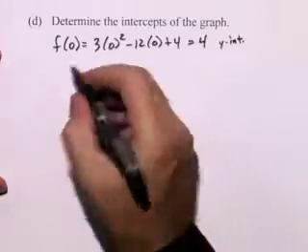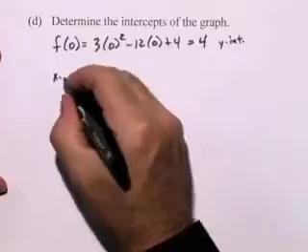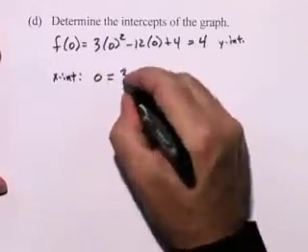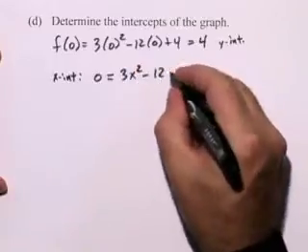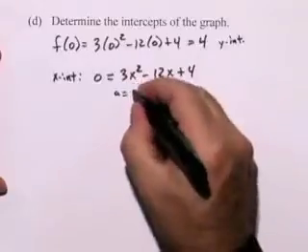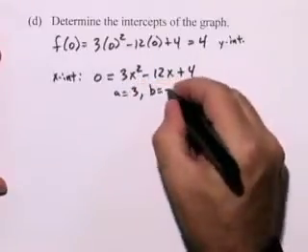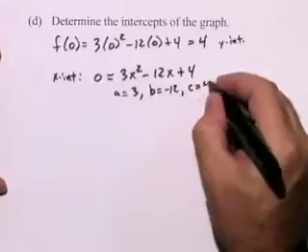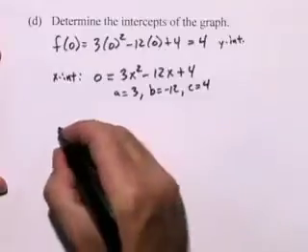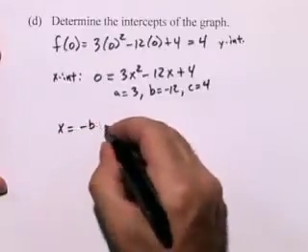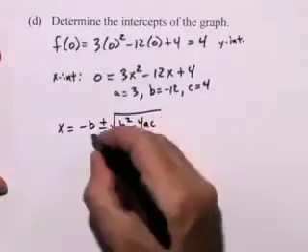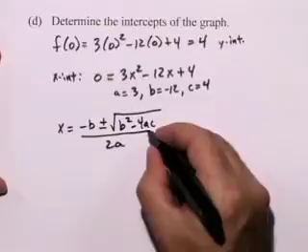We'll find our x-intercepts by setting the function equal to 0 and then solving the resulting equation. Well, 0 is equal to 3x squared minus 12x plus 4. We identified earlier that a was equal to 3, b was equal to negative 12, and c was equal to 4. We'll solve this quadratic equation by using the quadratic formula. x is equal to negative b plus or minus the square root of b squared minus 4ac all over 2a.